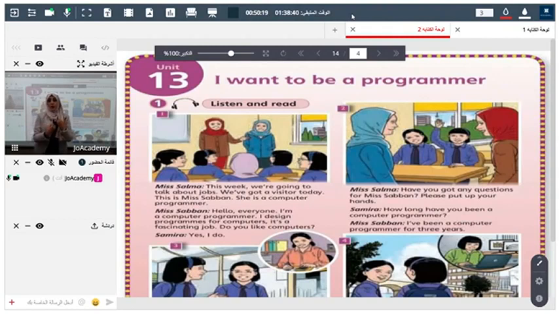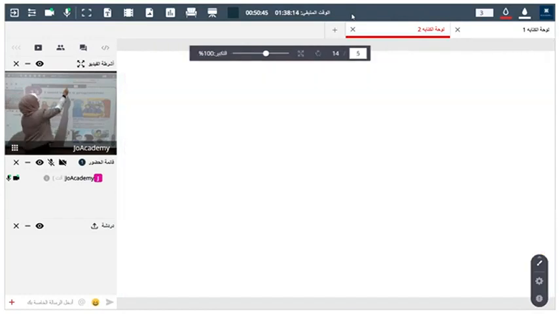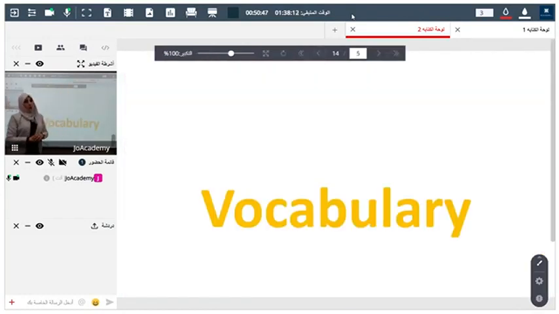When I was a little girl, my dream was to be a teacher. I wanted to be a teacher, and now I am a teacher, okay? So, what about you? What do you want to be? Before we begin with this lesson, let's learn the meaning of the new words that will occur in the lesson.